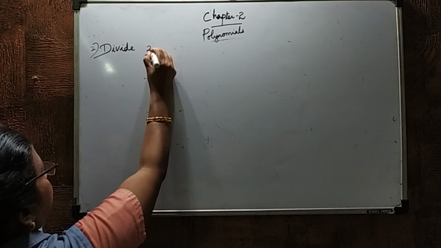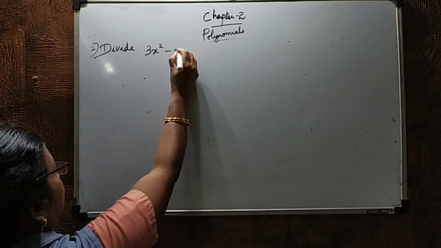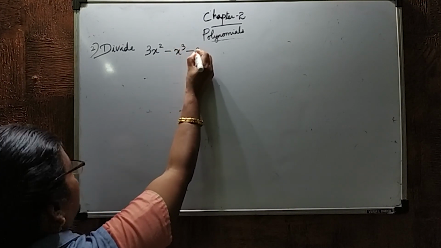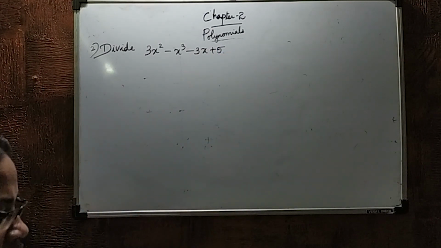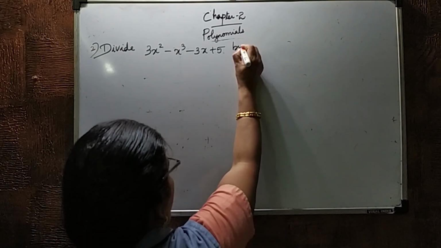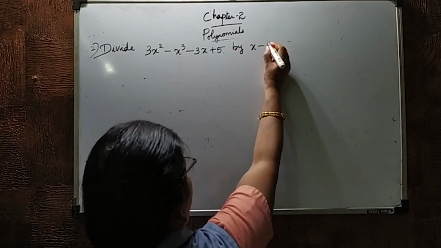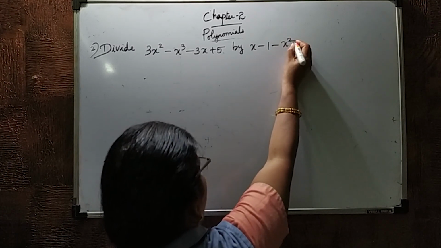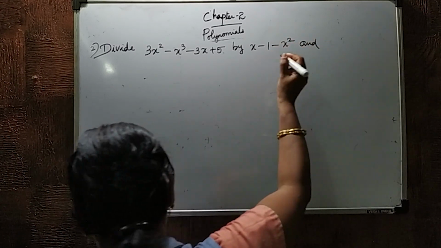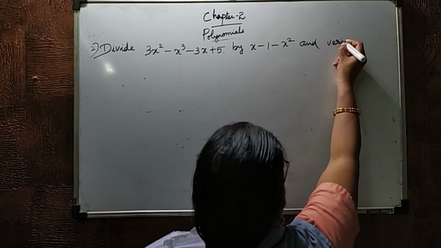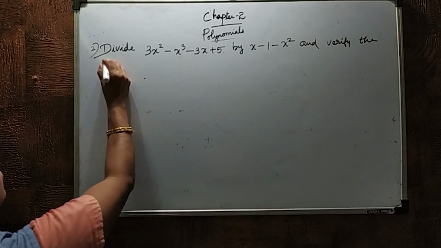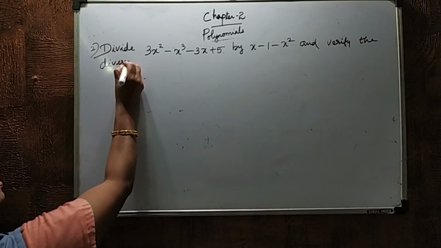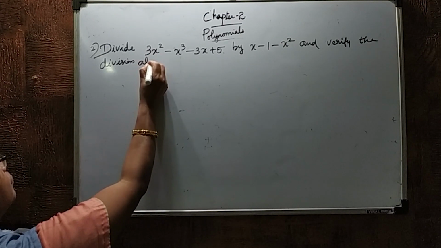Divide 3x square minus 6 cube minus 3x plus 5 by x minus 1 minus x square and verify the division algorithm. Verify the division algorithm.